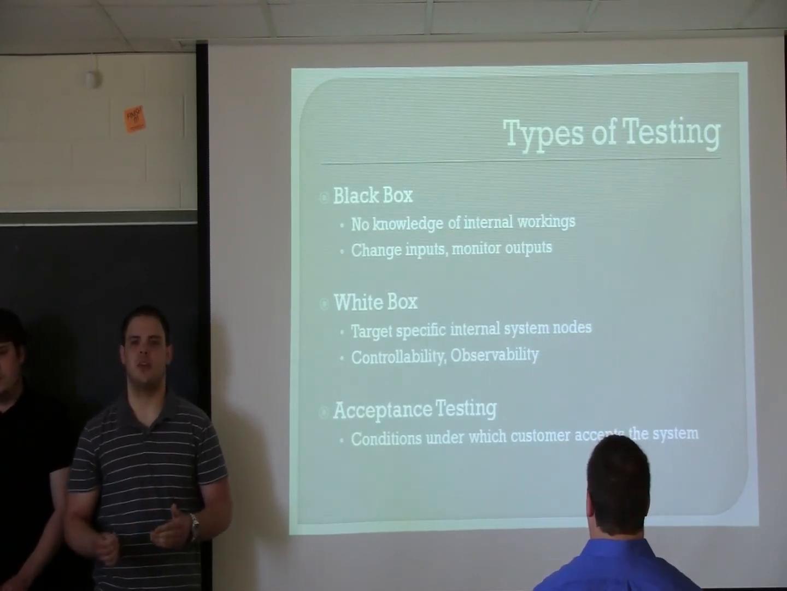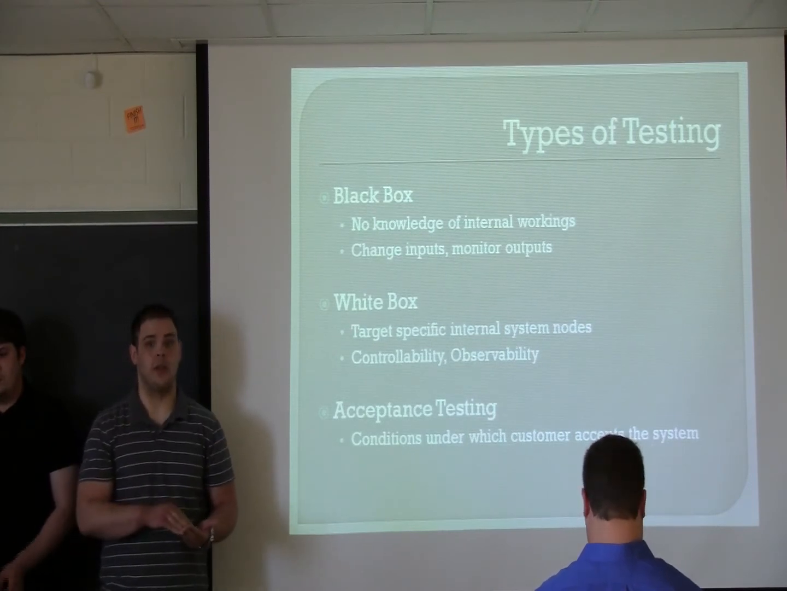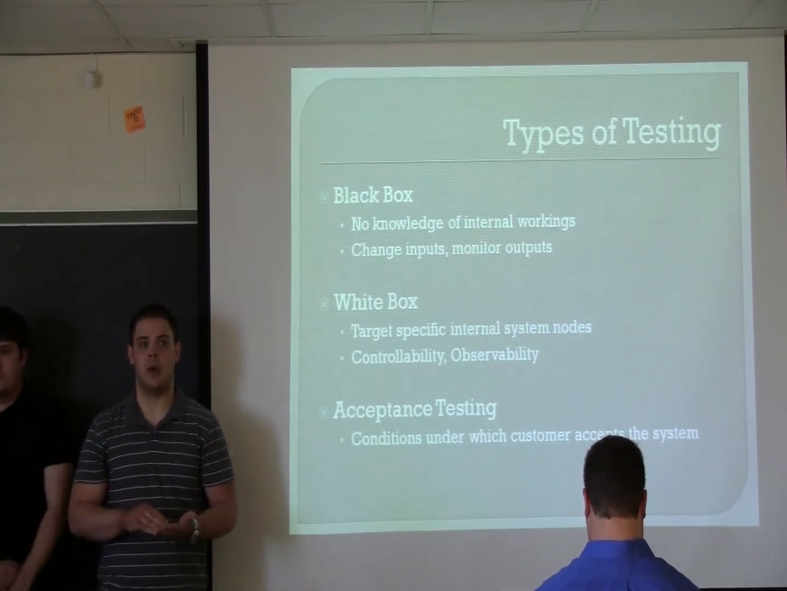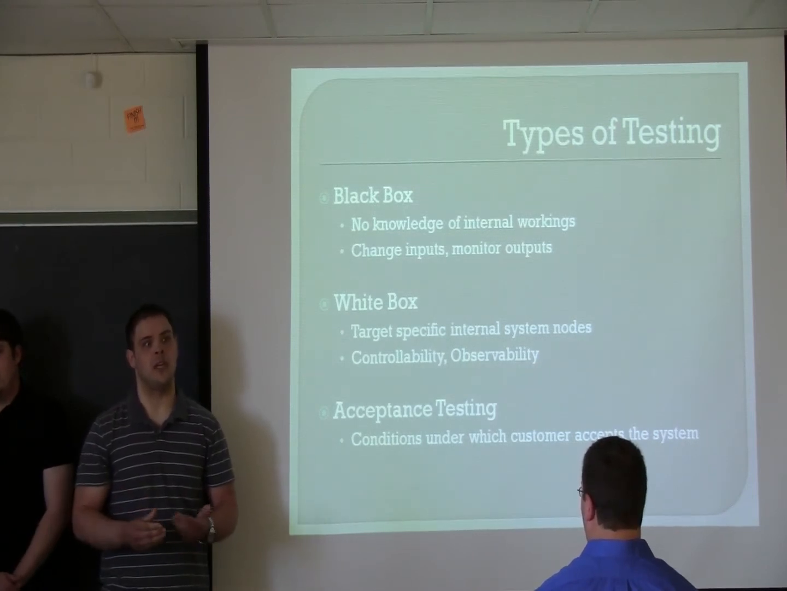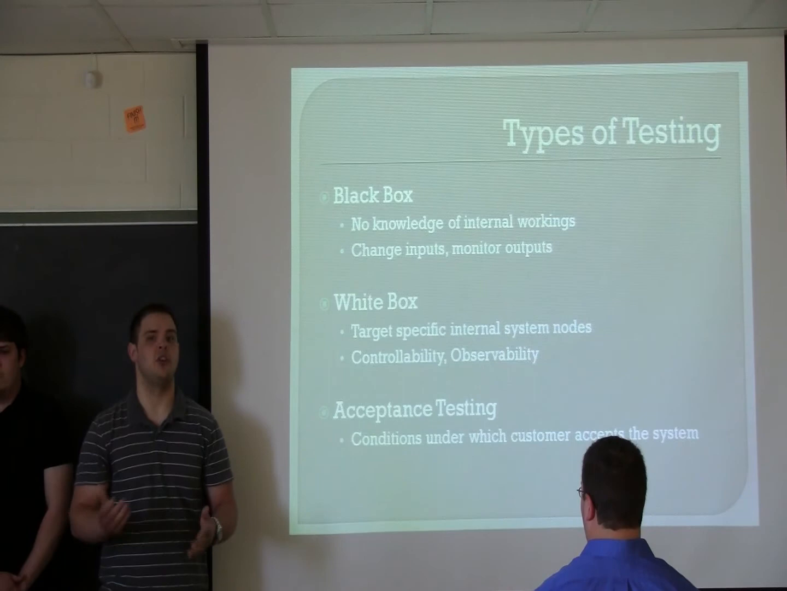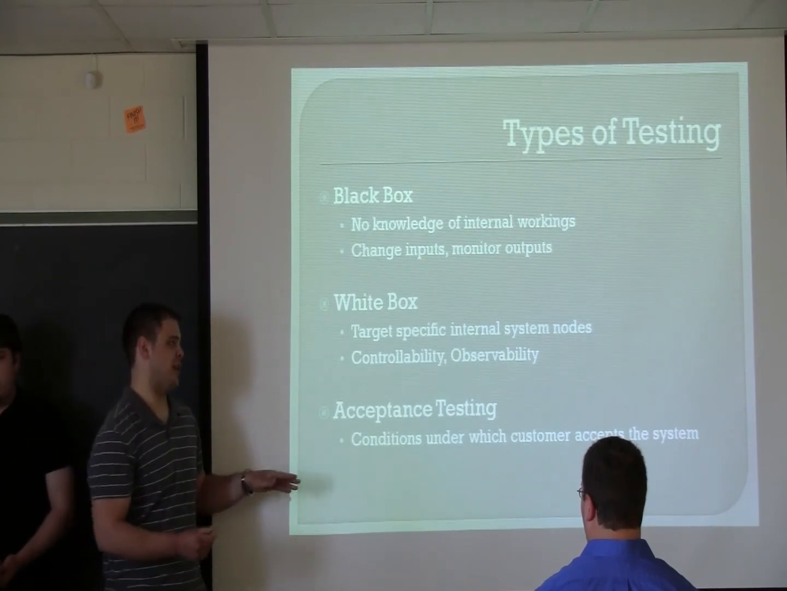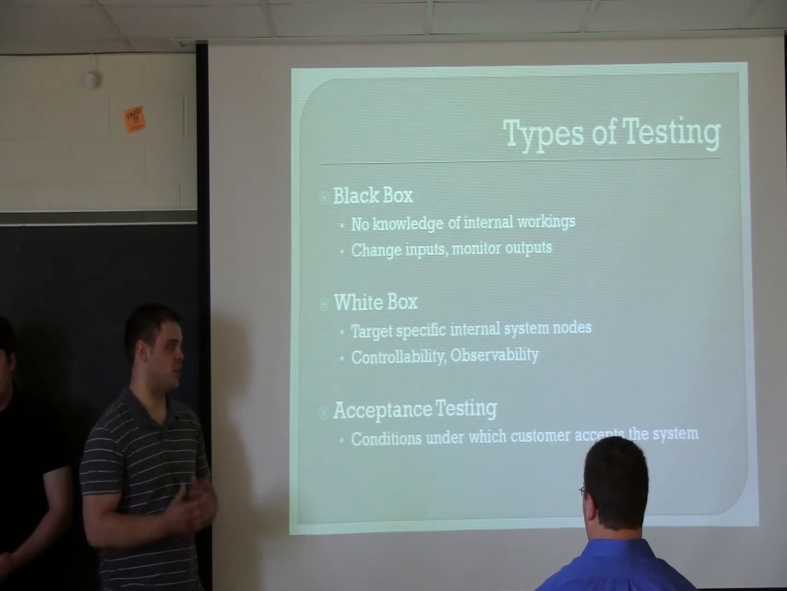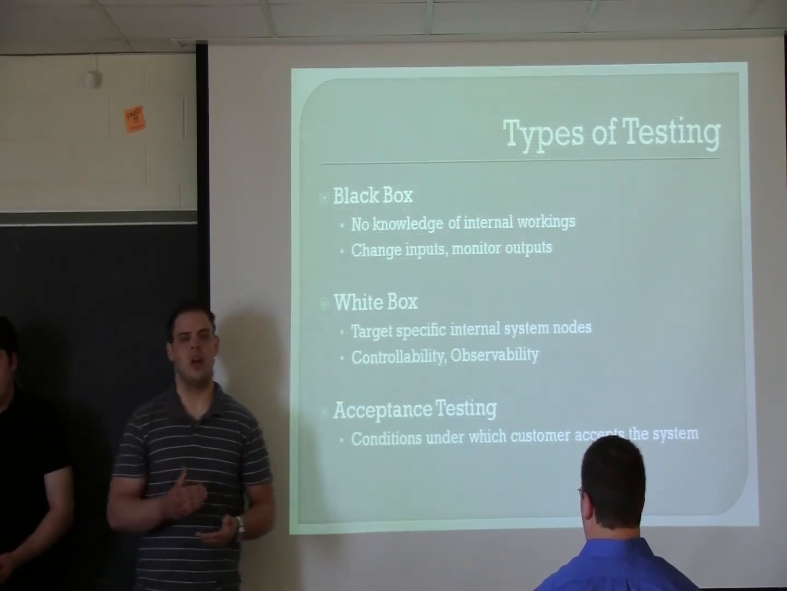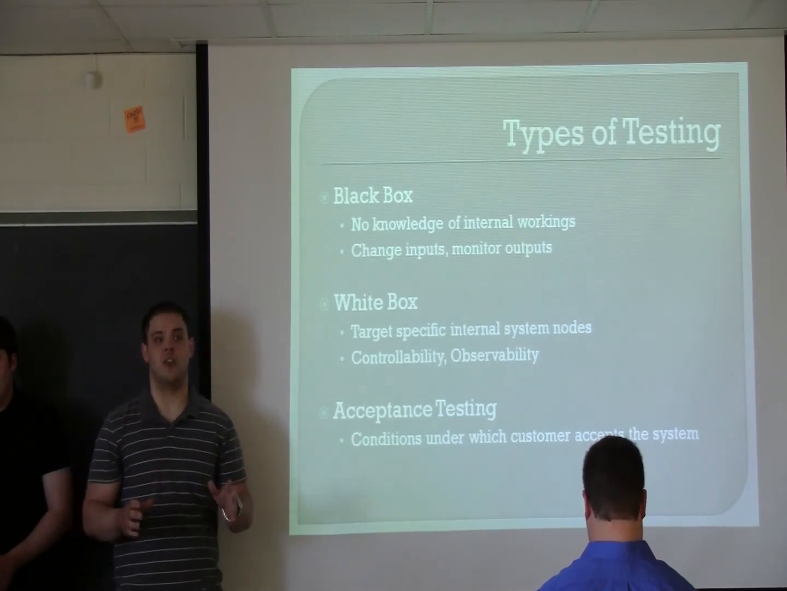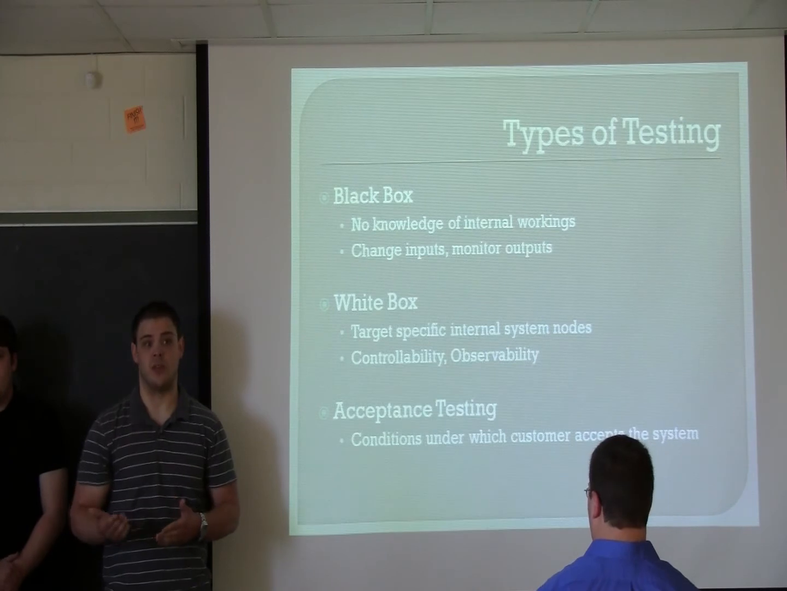Controllability is when you actually have the ability to take one of these nodes and make it remain constant, and then you can monitor the output that way. And observability is how well you can actually observe the outputs of these nodes after you change the inputs. We'll be doing a type of white box testing. It's actually considered acceptance testing. And when you do acceptance testing for a system, you're actually delineating conditions under which the customer is going to accept the system, which is definitely important.